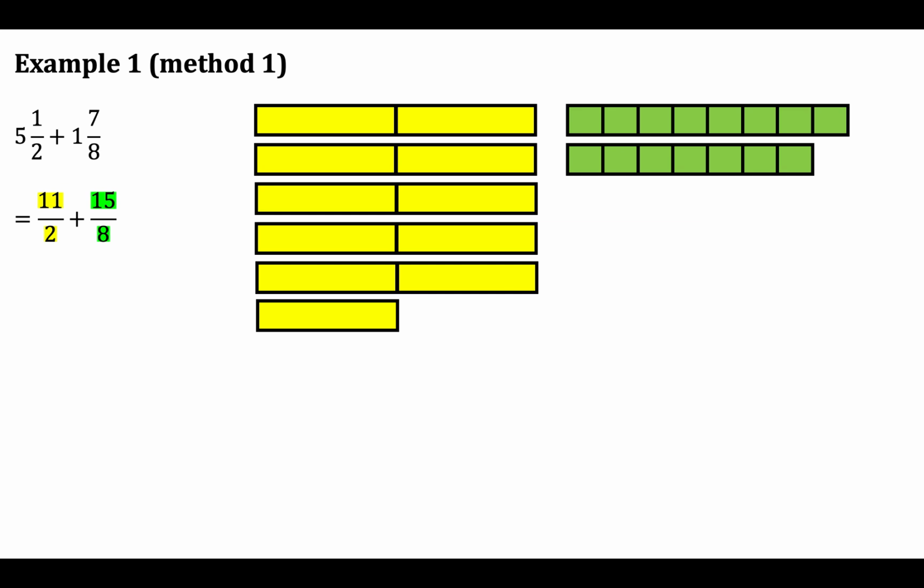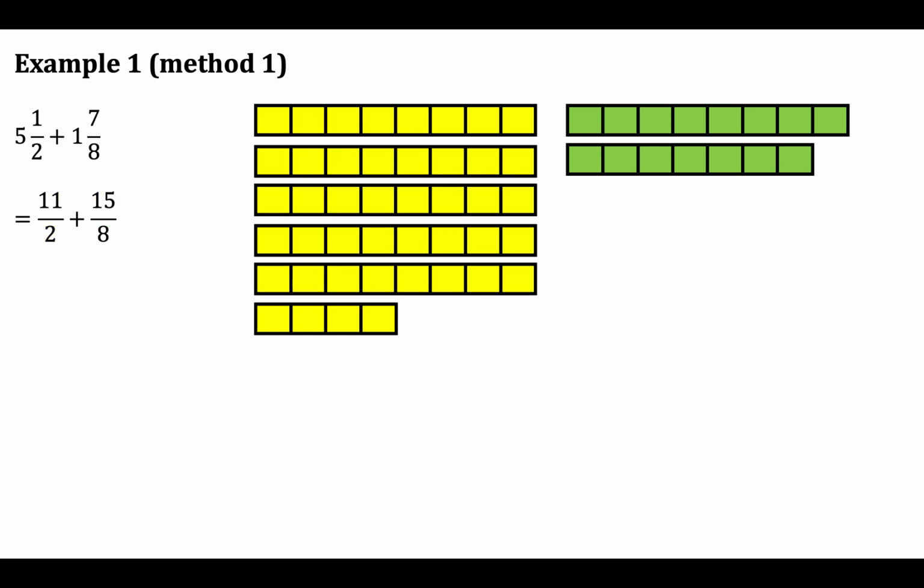Now, we can't add these fractions together just yet because they have different denominators. So we need a common denominator. So in this case that would be 8. And that means we need to change our 11 halves, 11 over 2, into eighths. So we can do that. You can see the diagram has done that now. And we've multiplied both numerator and denominator by 4 to give us the equivalent fraction 44 over 8. And we keep our 15/8 as it was.